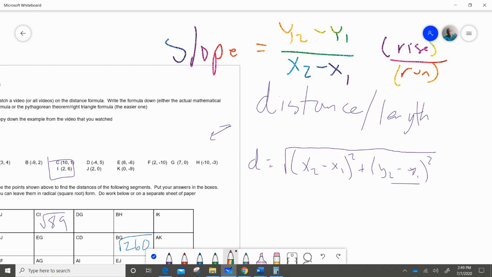Well, if we ever have a problem where it asks us to find a slope and find the length of a line segment, a lot of the work is already done if you do the slope first. So let's just do one more example, and I'm going to show you what I mean here.